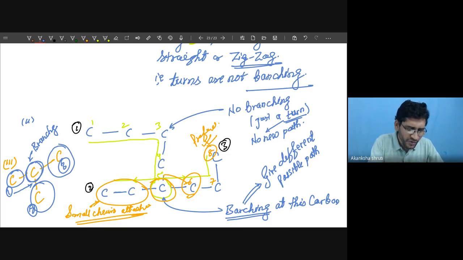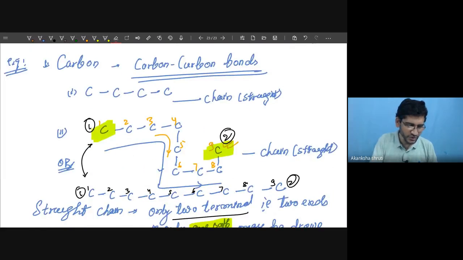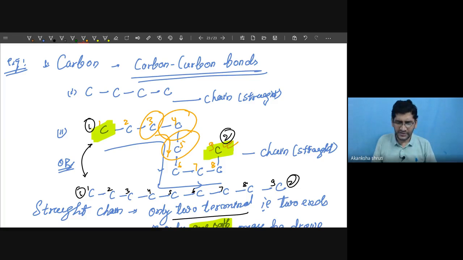So if more than 2 carbon is there, then only branching can be understood. See how is this 2 number? Coming to the second one, here we are observing the carbon number 4. How many carbon are associated with this carbon? One is the carbon number 3, another is the carbon number 5. So only 2 carbon is associated with that carbon. It cannot be branched, irrespective of their orientation or their turn or zigzag or way of drawing.